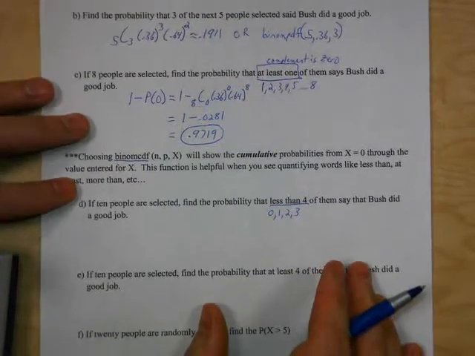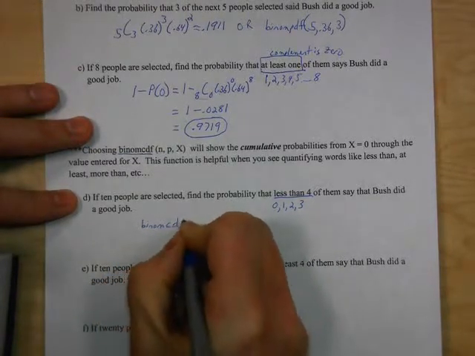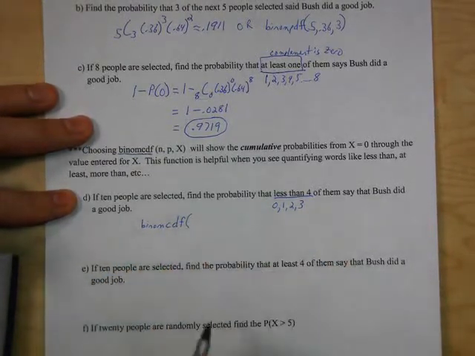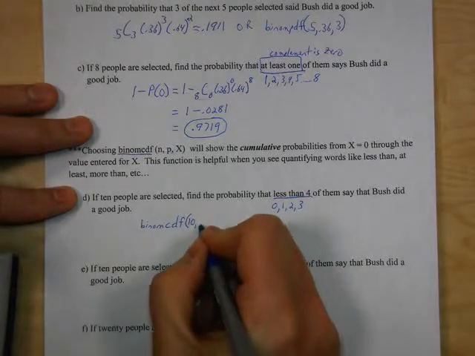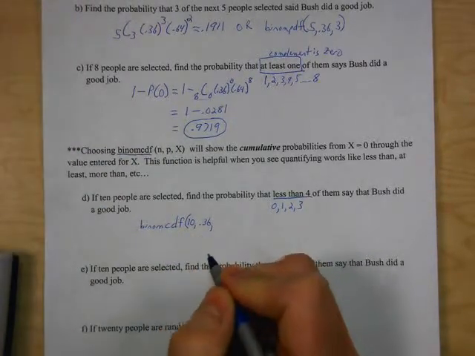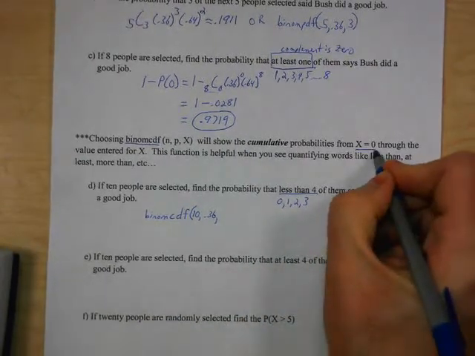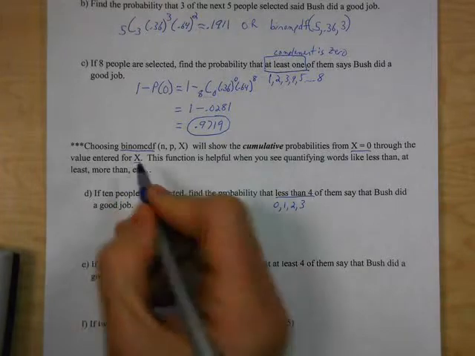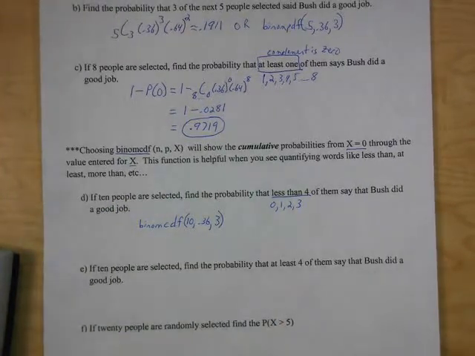But we're going to use our calculator, and we're going to go to binomial CDF. Okay, and it's NPX. Well, N, there were 10 trials. 0.36 is still the success on any single trial. And we want to include all the way from x equals 0, to the value entered for x, in our case, will be 3. So we're going to put a 3 there. Okay, so binomial CDF, 10, comma 0.36, comma 3.